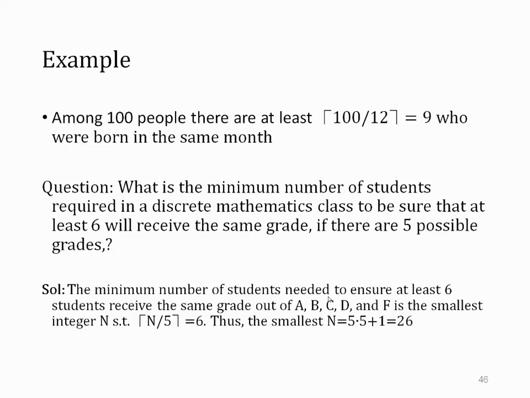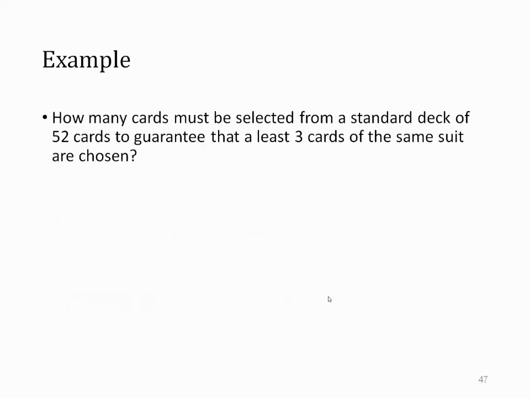One thing I recommend: if you don't understand the theorem, just remember the formula at least. How many cards must be selected from a standard deck of 52 cards to guarantee that at least 3 cards of the same suit are chosen? Now here n is 52, that is at least 3 cards, so now k is 3. Now you should find r.